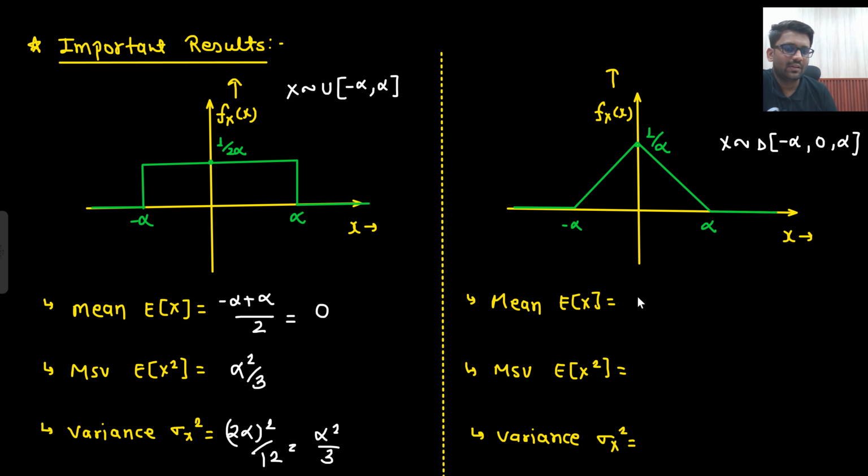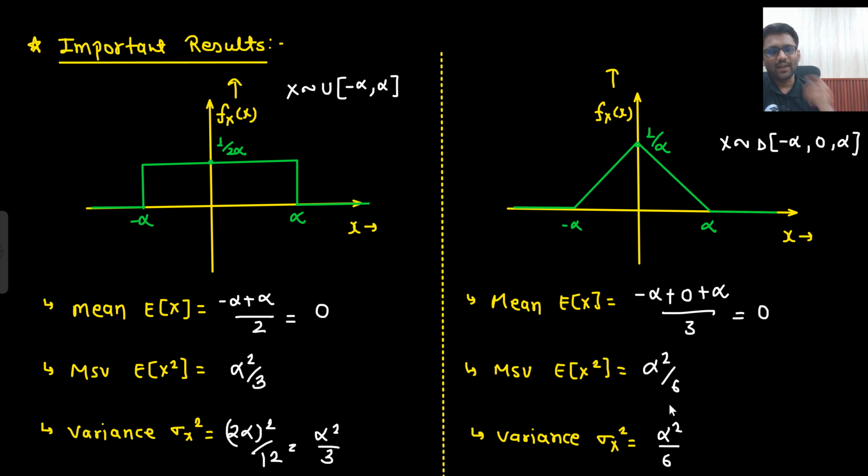Here what do you think will be the mean? Minus alpha plus 0 plus alpha divided by 3, that would be equal to 0. Now sir, for variance we don't remember any answer. So what you will do, you will think that if it was uniform, then what would be the answer? Alpha square by 3. Just you need to make it half. Alpha square by 6. Are you able to understand this point?